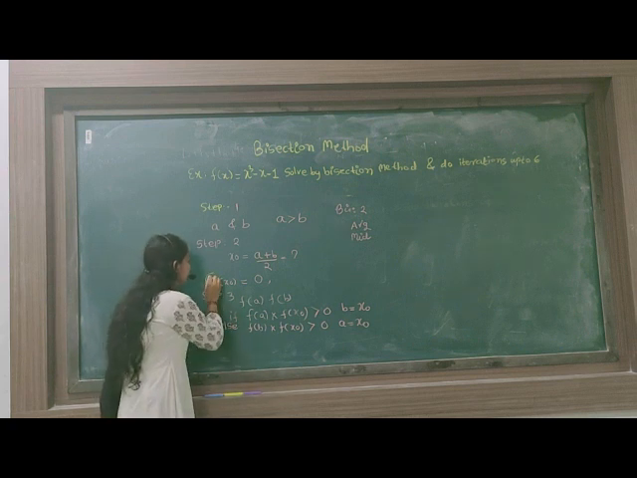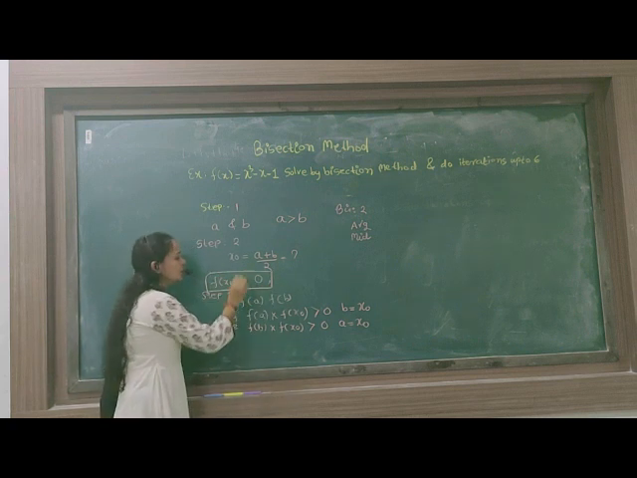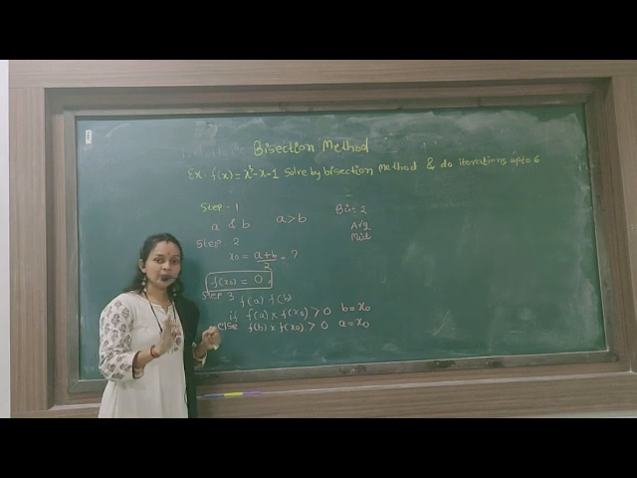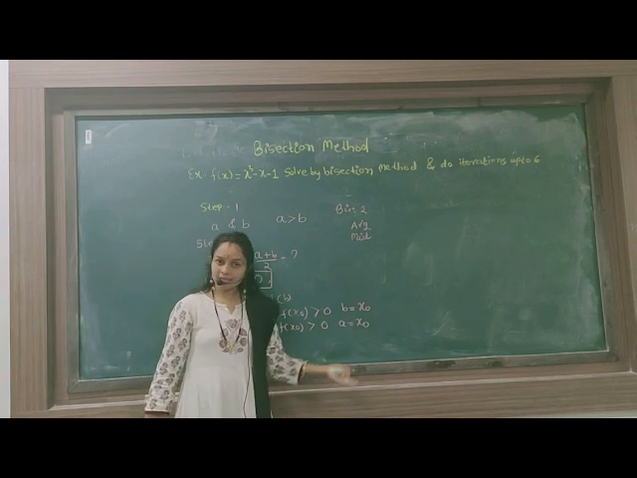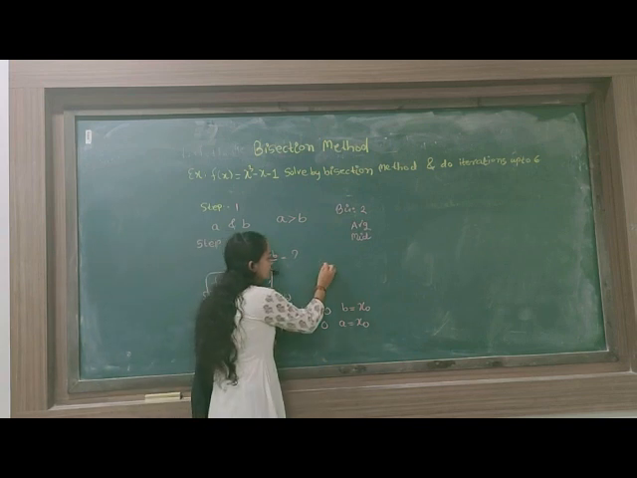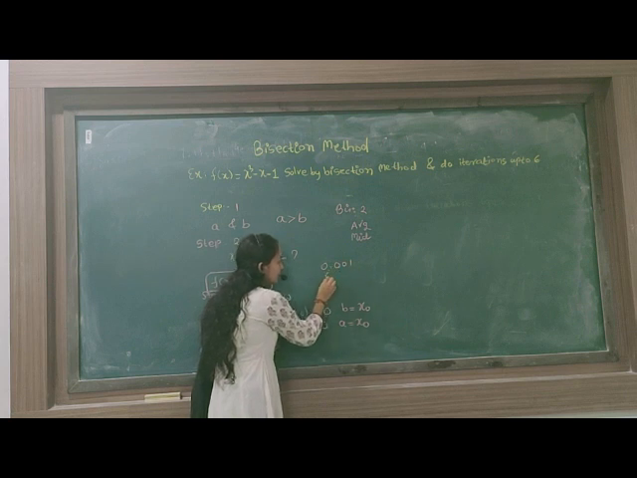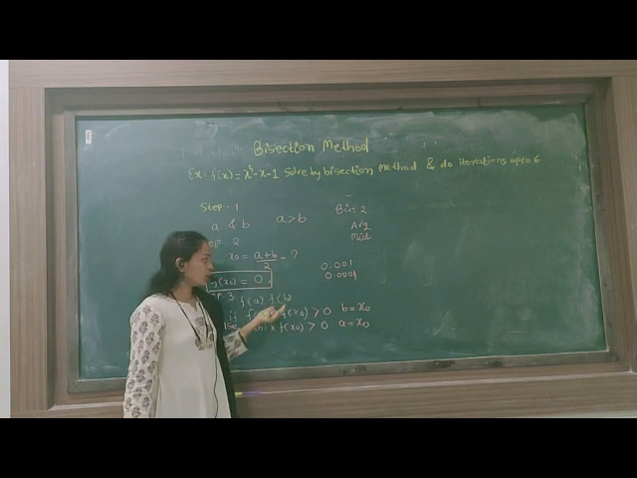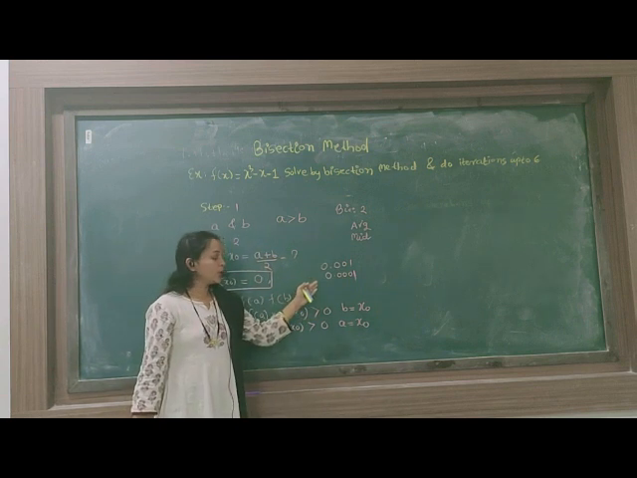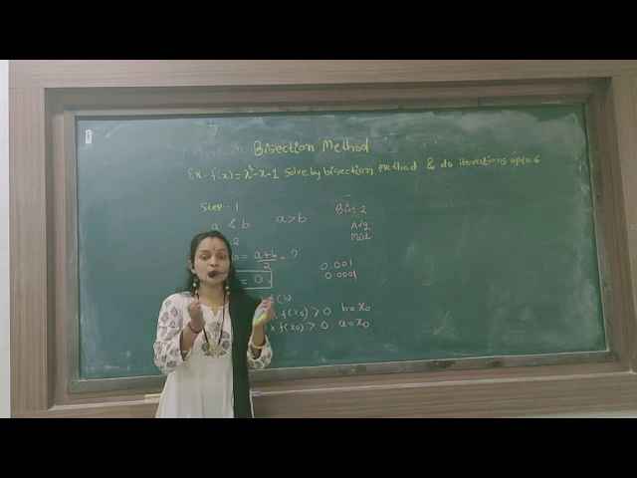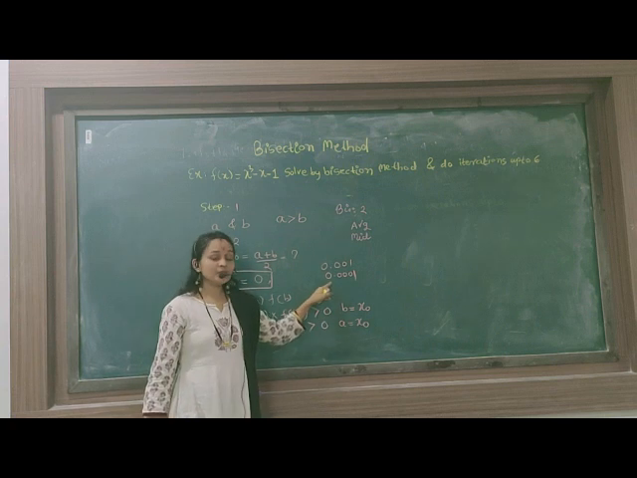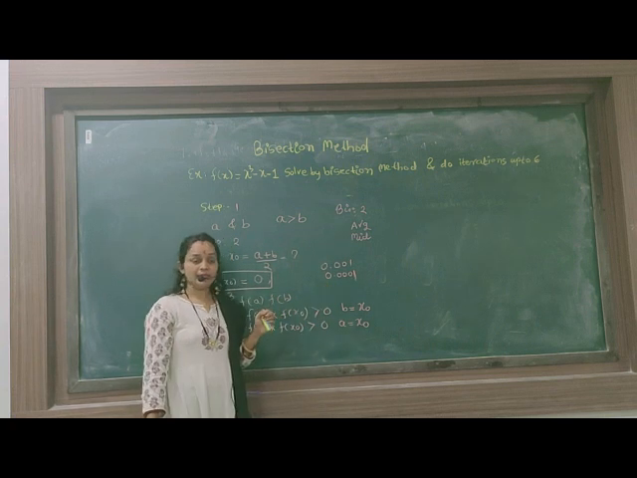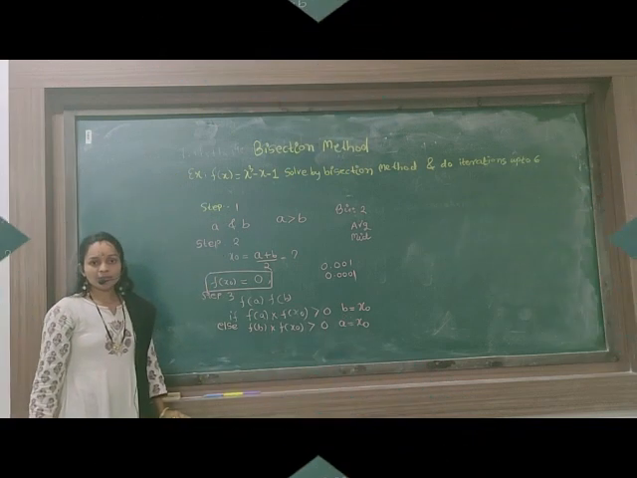You continue until you get f of x0 equal to 0, or else up to the accuracy level. So definitely you have to set the accuracy level. It may be 0.01, it may be 0.0001, depending upon the numerical statement, depending upon how many decimal places you are going to round up to. Accordingly you have to maintain the accuracy level. So this is our simple algorithm, right?